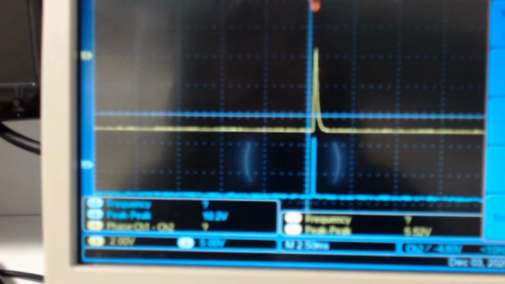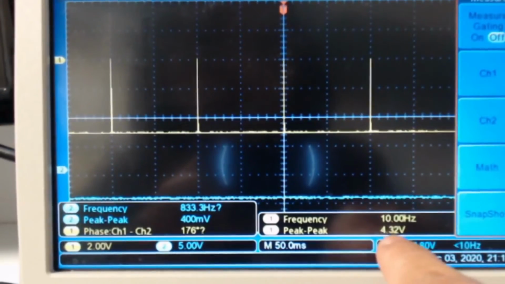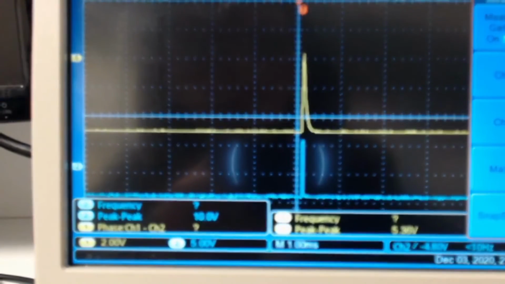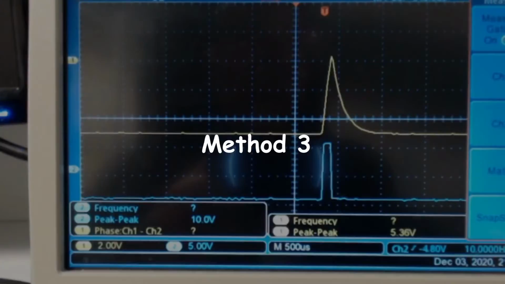The low pass filter impulse response function is an exponential function, exponential multiplied by the step function. The P2P voltage is now reduced. Let me zoom in a little bit so you can see this is the actual shape of the impulse response.